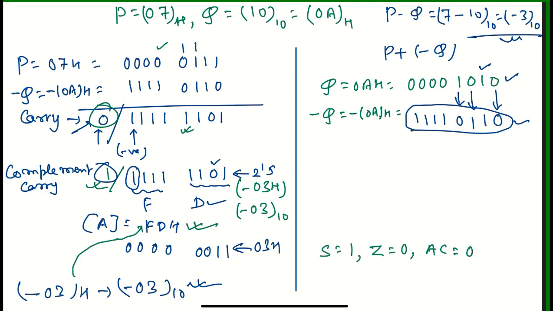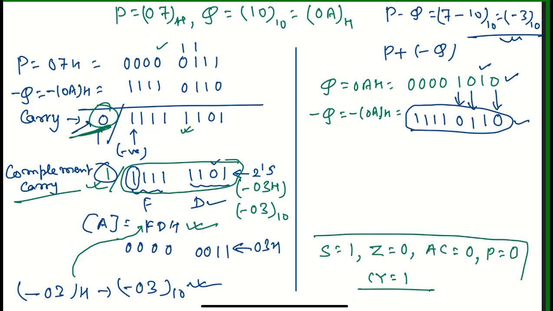Now in this result, if we count the number of ones, it is 7. So the parity bit is 0, as it is odd parity, and the carry bit should be 1. The carry should be updated after complementing the carry bit from this operation, not from this point here. That is the main point we need to focus on. So the carry bit is 1. These will be the status of the flag registers after performing this operation.